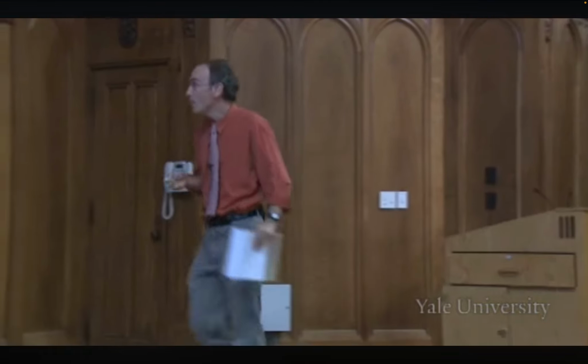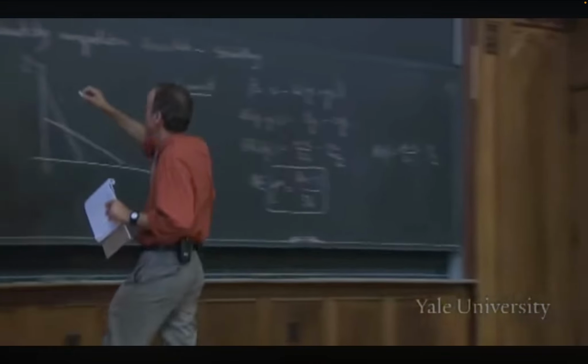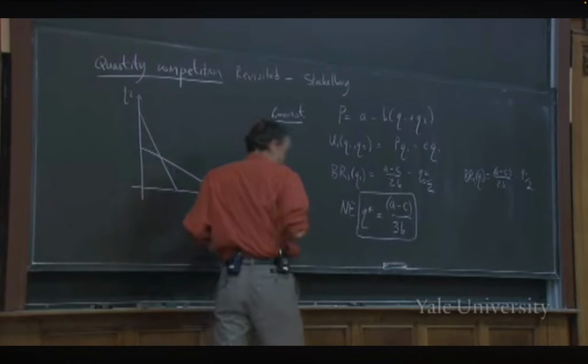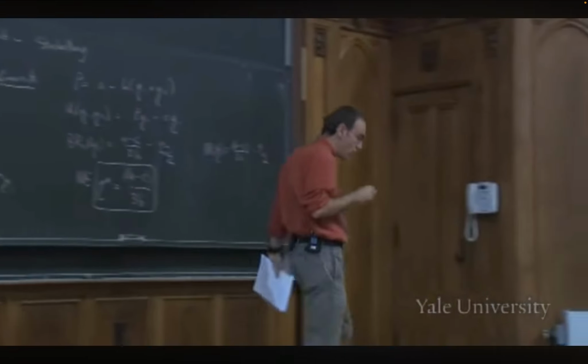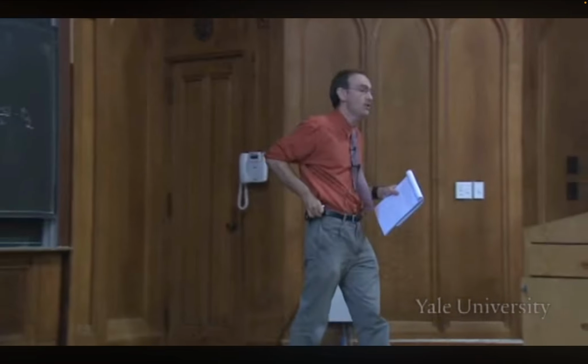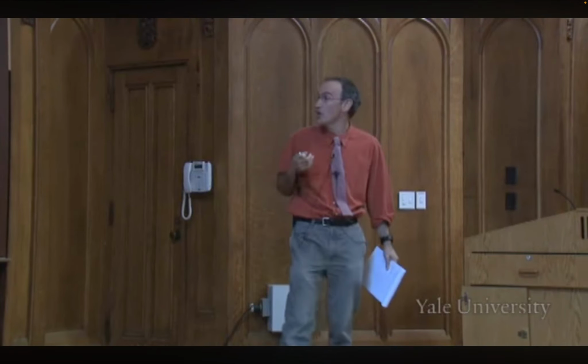All right, so today I want to do something a little bit more mundane than we did on Monday. I want to go back and talk about quantity competition. So in the first half of the course, we talked about price competition, we talked about quantity competition, we talked about competition with differentiated products. I want to go back and revisit essentially the Cournot model.